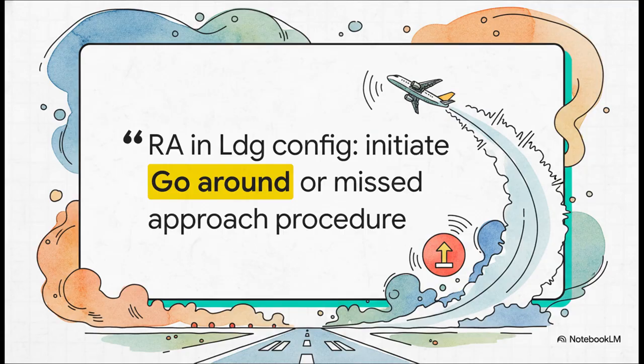Before we officially wrap up, we really need to reiterate this golden rule one final time, because it is a critical safety directive that absolutely cannot be ignored. If you get a resolution advisory while you're in a landing configuration, you must initiate a go-around or missed approach procedure immediately. You do not try to salvage that landing under any circumstances. You follow the RA and you go around.